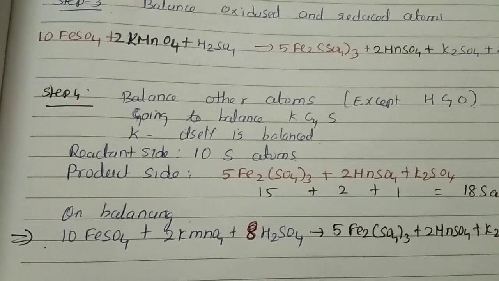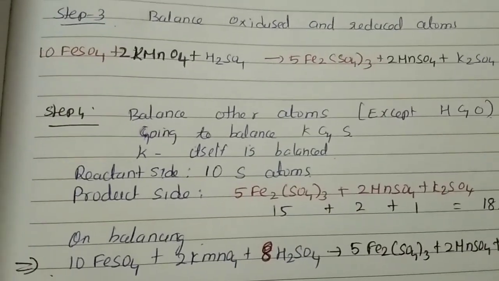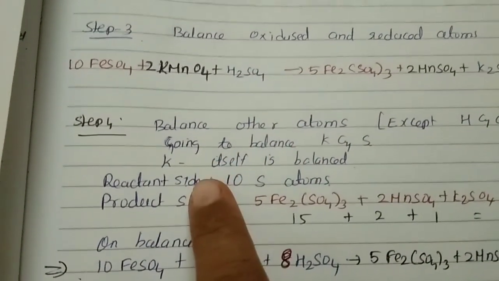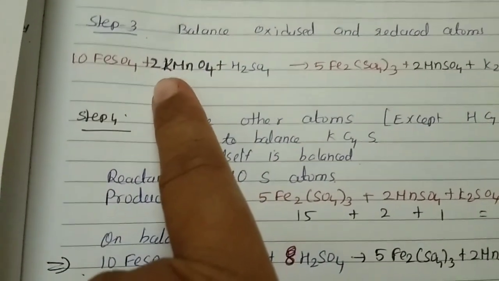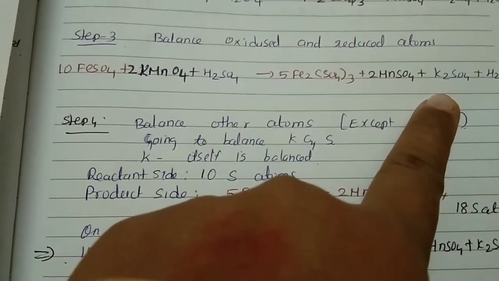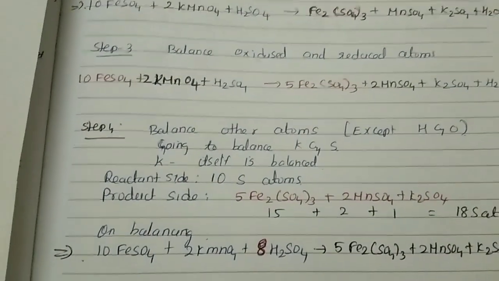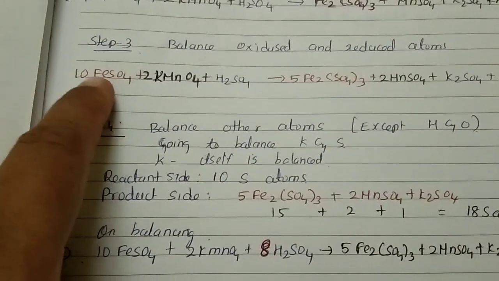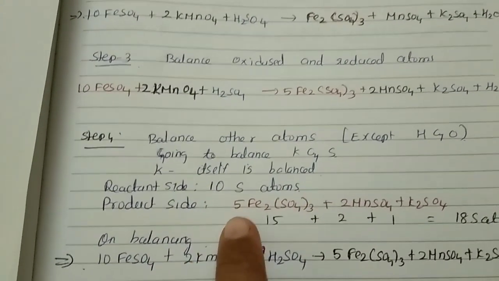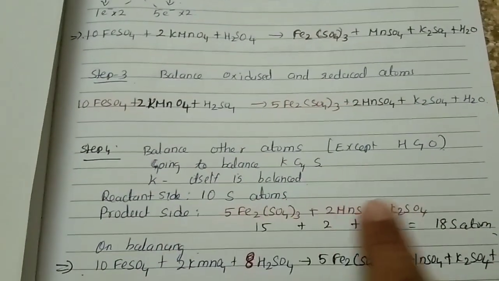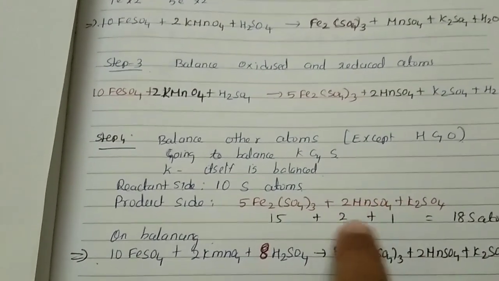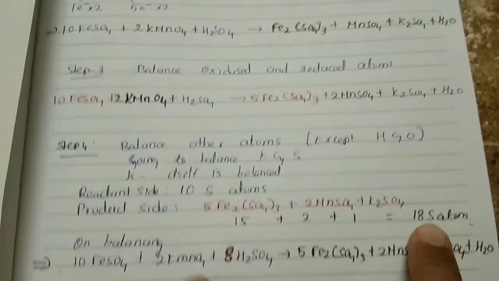You have to balance other atoms in the reaction. So you are going to balance potassium and sulfur atoms. Potassium itself is balanced. Here 2 potassium atoms, here 2 potassium atoms. So it is equally balanced. Now you have to balance sulfur atoms. Reactant side we are having 10 sulfur atoms. Product side, I wrote the product equation fully and am calculating the sulfur atoms: 5 into 3, 15, plus 2 sulfur, plus 1. So total number of sulfur atoms is 18.